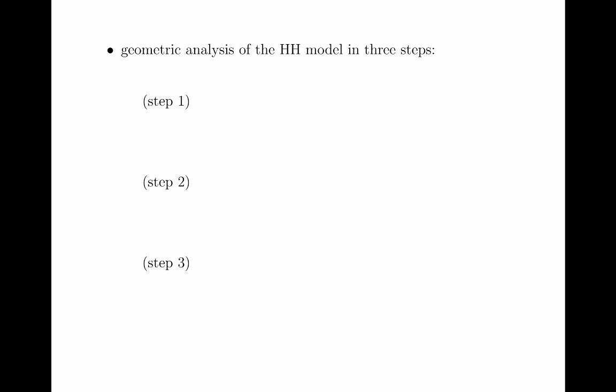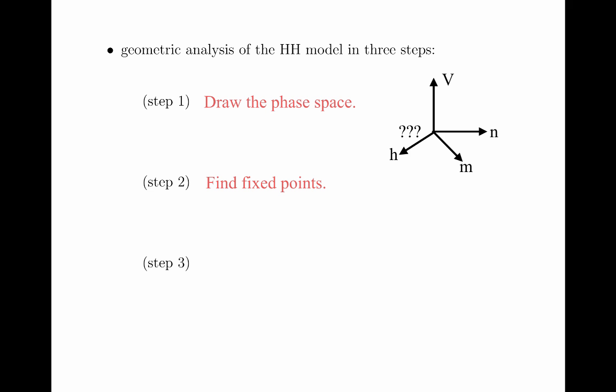Okay, so given that, can we perform a geometric analysis of our Hodgkin-Huxley model? Well, let's consider the 3 steps in this geometric approach. The first step is to draw the phase space. And we've already seen that this is complicated. How do we draw a 4-dimensional phase space? I don't know, but I've drawn some cartoon representation of it here. And well, even if that's a problem, let's keep going, right? Maybe we can figure out some way to do that. Let's think about step 2. Can we find the fixed points for the system? And then step 3, how do we indicate the flow in this 4-dimensional system?